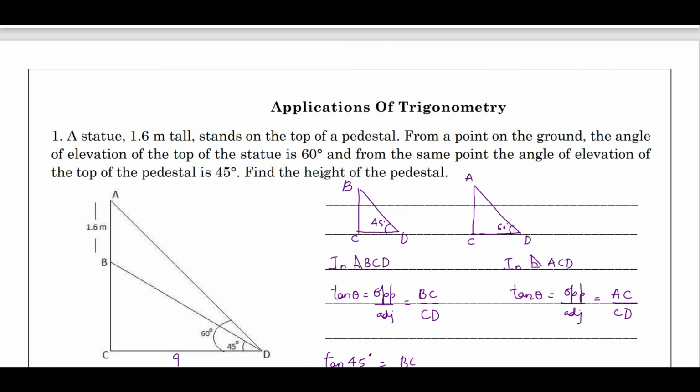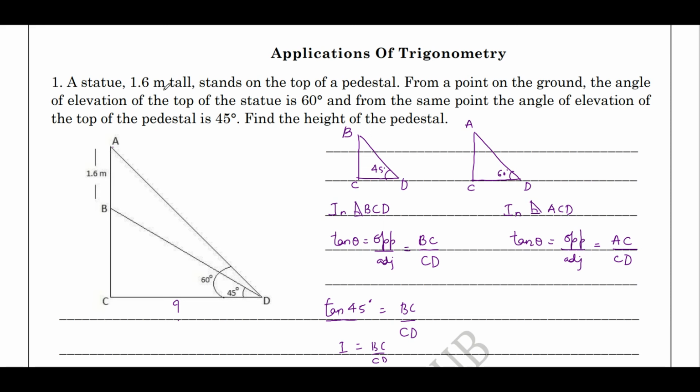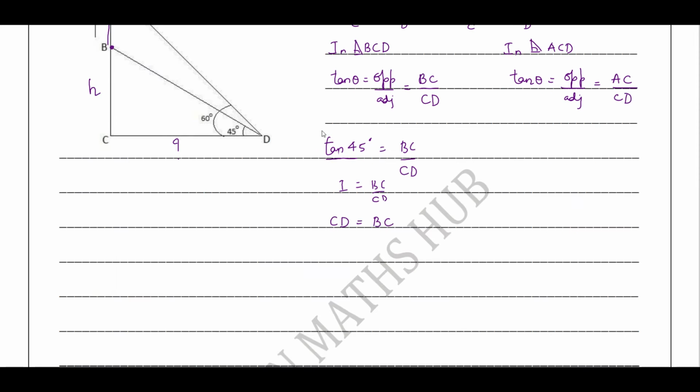From the question we can see a statue 1.6 meter tall stands on the top of the pedestal. So this AB is the statue which is standing at the top of the pedestal. From the point on the ground, the angle of elevation of the top of the statue is 60 degree. From the same point, the angle of elevation of the top of the pedestal is 45 degree. Find the height of the pedestal. Now BC is the pedestal. Let us consider BC as H. Now I get CD equals H. Take this as equation 1. Put it in the box.